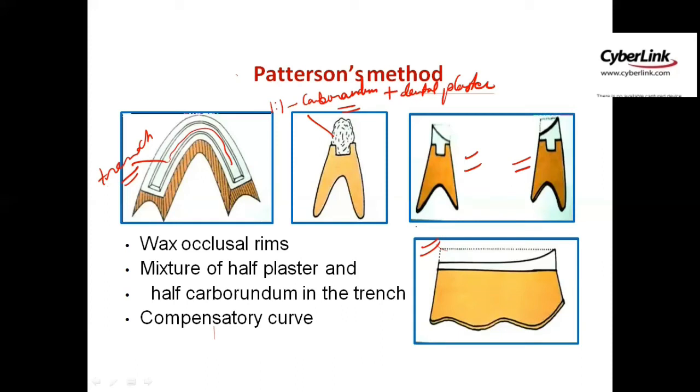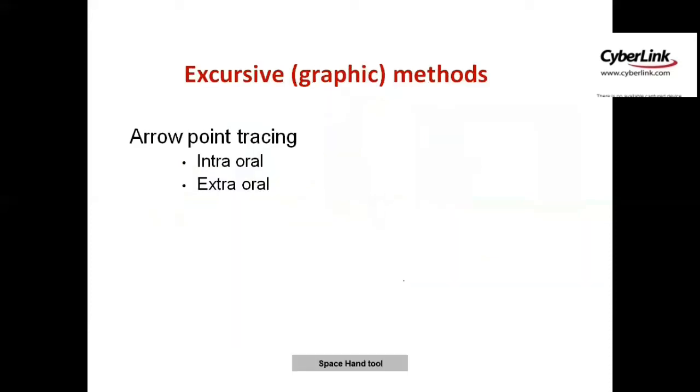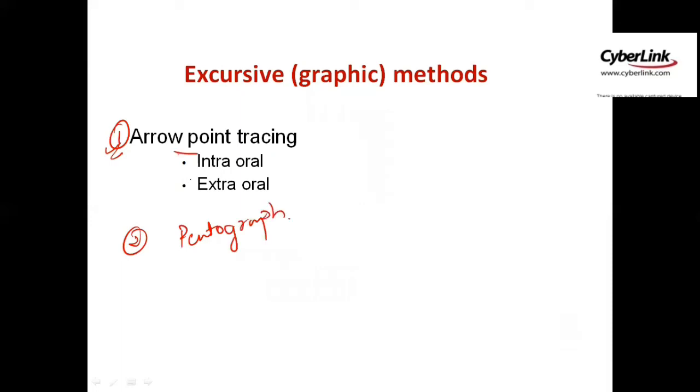Finally, the patient is asked to retrude his jaw, and the occlusal rims are fixed in position with the metal staples. All right. Then come to our excursive or graphic methods. The graphic or tracing methods to record the centric jaw relation are of 2 types: arrow point tracing, and the second one is your pantograph. These are of 2 types: intraoral and extraoral. Right? Let us discuss them one by one.